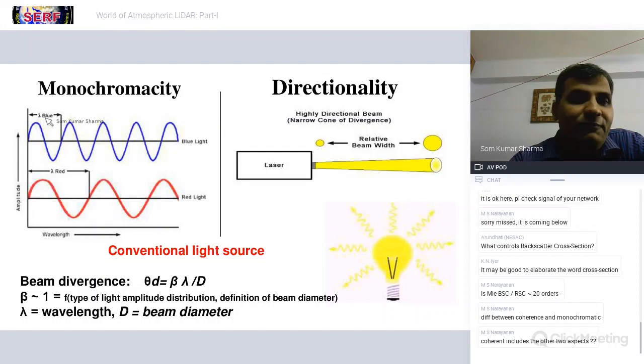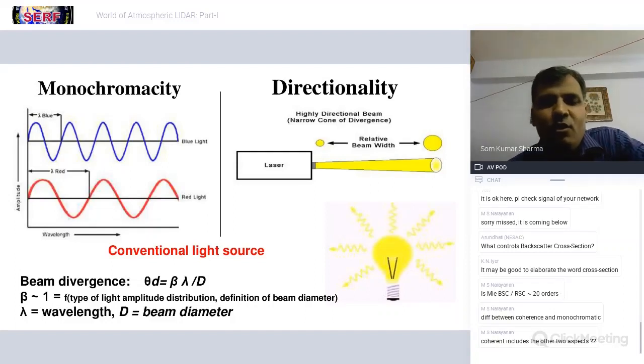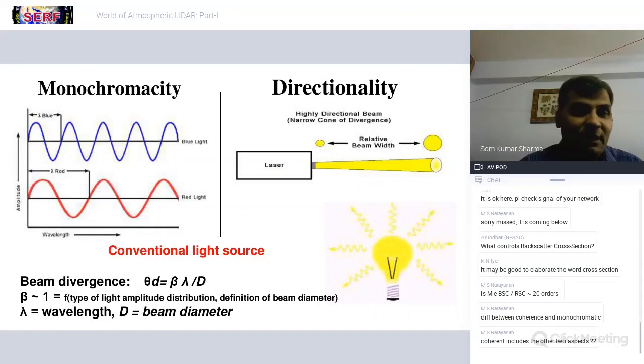And here, if you see in the spectrum, from violet to red, the wavelength is basically increasing. So you can see here the wavelength is shorter and here the wavelength is longer. So this is red light, this is blue light. The blue light and red light separately have different wavelengths and different frequencies.